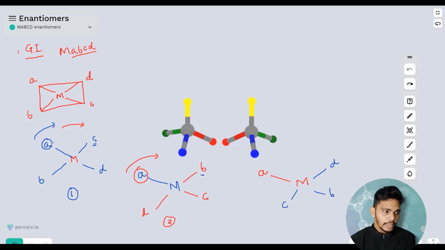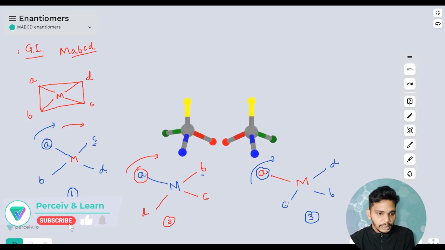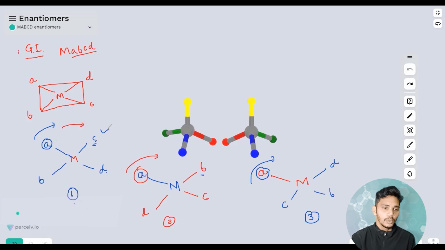So there is a bond between A and D, A and C, and A and B. All three pairs are formed, right? So this is the third structure. And again, I'm rotating clockwise. I'm going to get the same first structure. Why? See, if I'm rotating, taking the C again here, I'm going to get the first structure. Isn't it correct? Yes, exactly. So how many structures am I getting here? Total 3 structures.